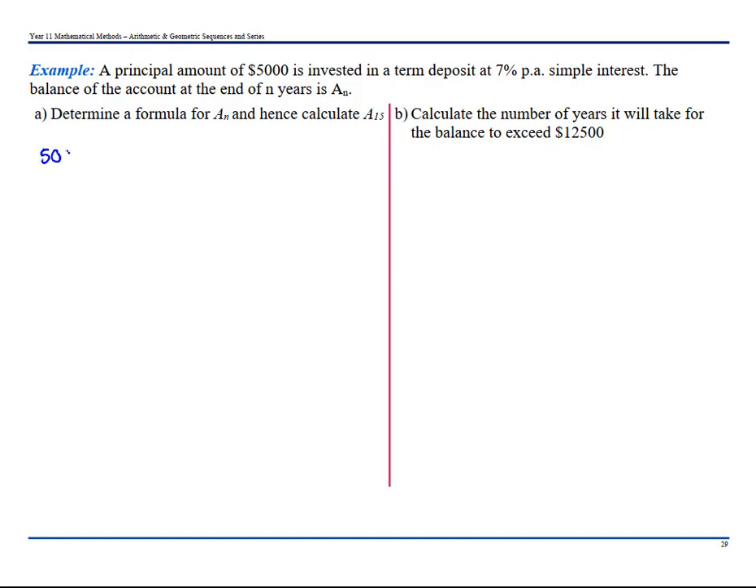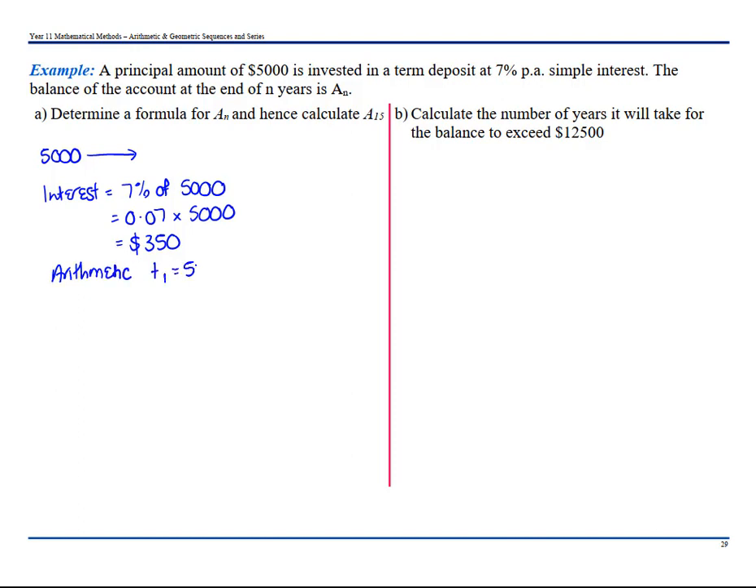So we have 5,000. That's what we started with. And we need to add our interest. Our interest is 7% of 5,000. So 0.07 times 5,000, which is $350. So it's arithmetic. T1 is 5,000 and d is 350.